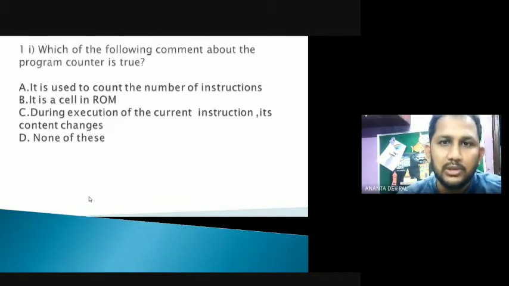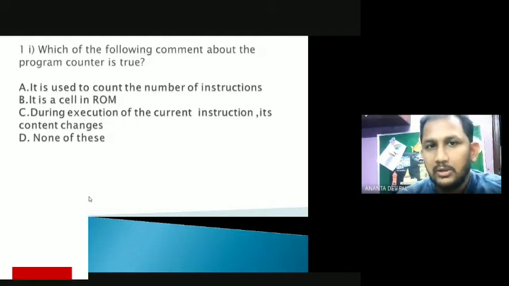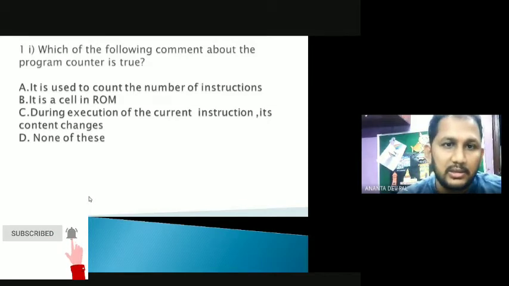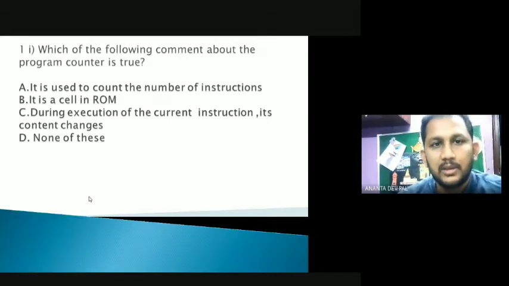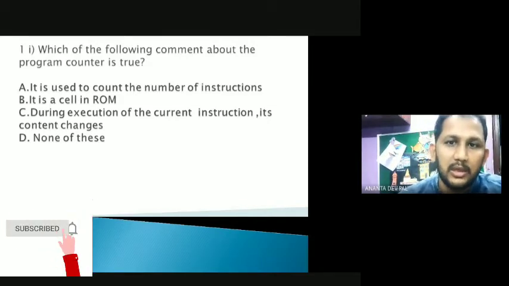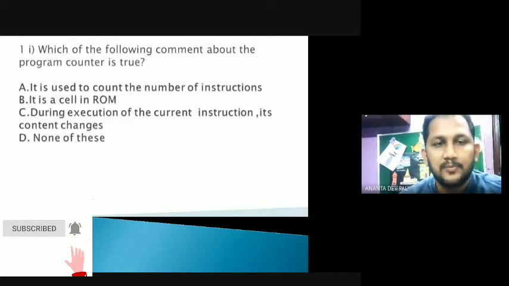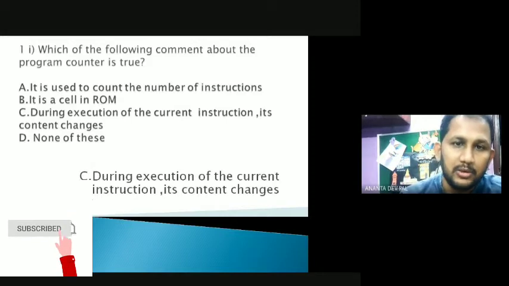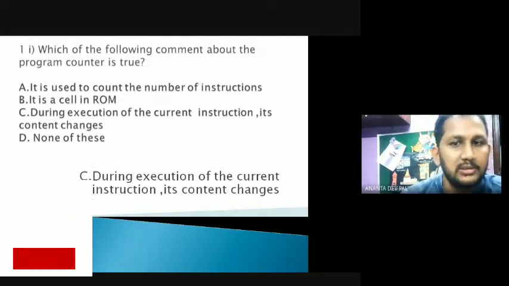It is used to count the number of instructions. It is a cell in the ROM. During execution of the current instruction, its content changes. None of these. Option C is the correct answer: during execution of the current instruction, the program counter's content changes.